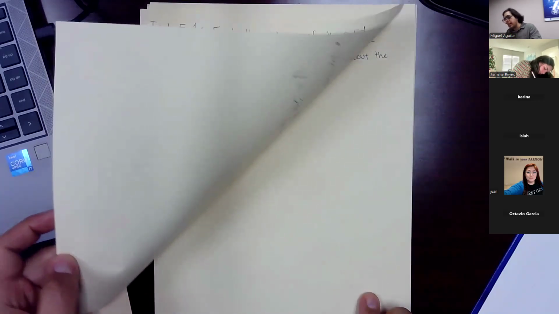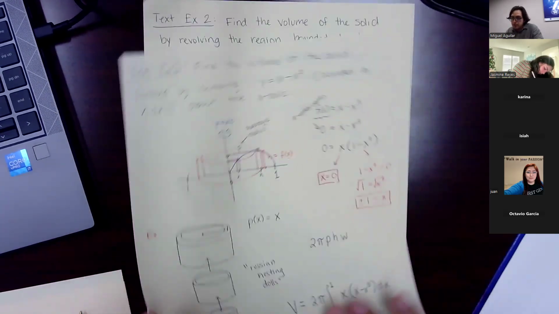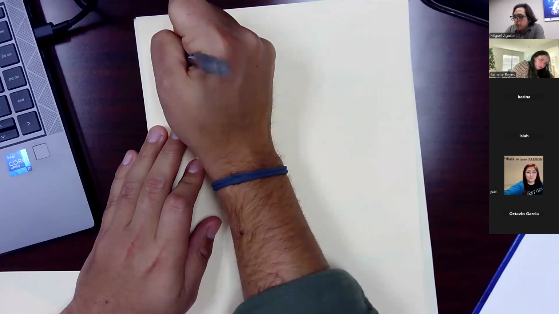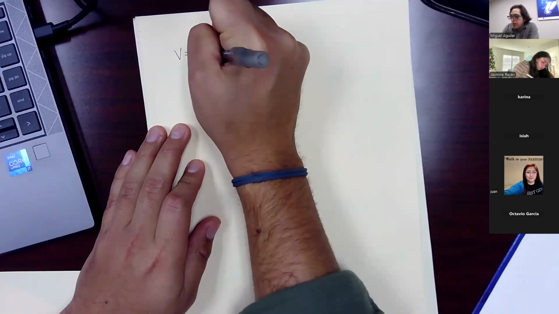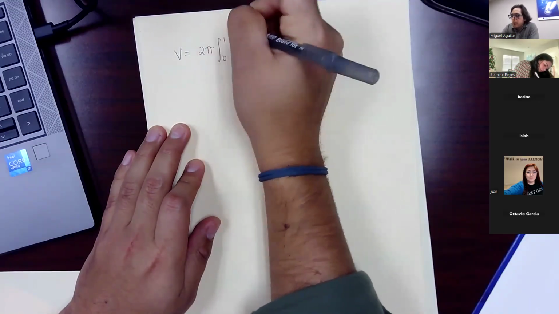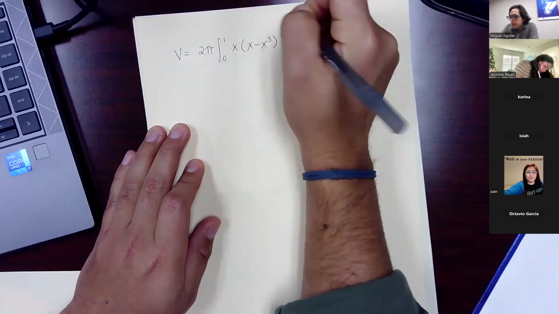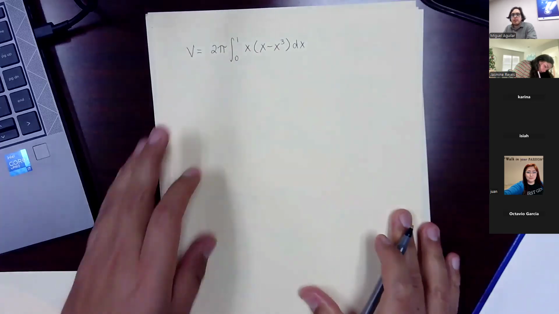So yeah, I didn't give myself enough space on this page, so we're going to do another page. So we're going to go ahead and say the volume is equal to 2 pi, going from 0 to 1, x times x minus x to the third dx.